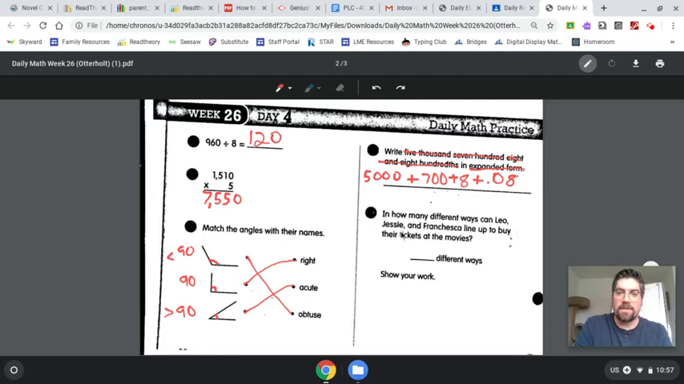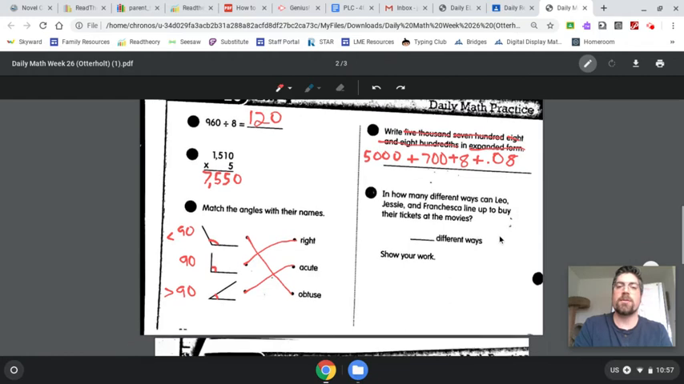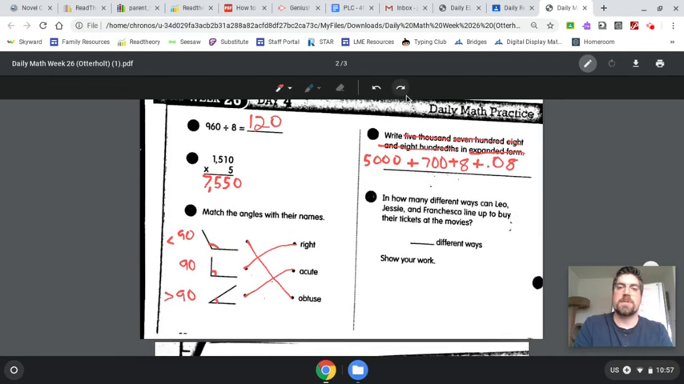Number 5 says, in how many different ways can Leo, Jesse, and Francesca line up to buy their tickets at the movies? And this took a little bit of thinking for me. So first of all, how many different ways can they line up? And I'm counting 1, 2, 3 friends. 3 friends.